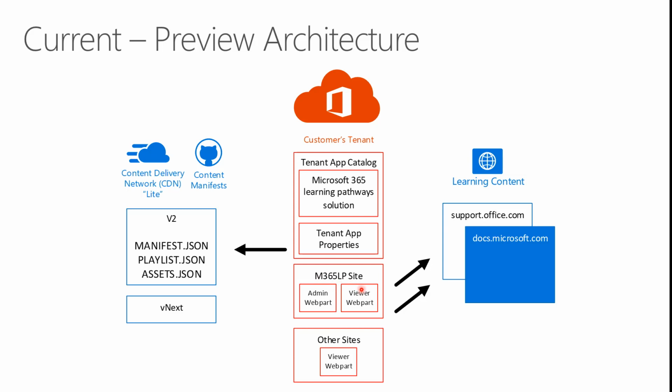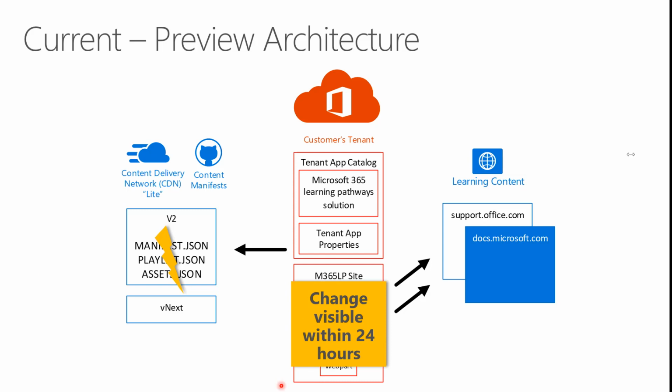And then once the user is using the viewer web part, the assets that are in the asset.json file point to different documents on support.office.com or docs.microsoft.com. And so it will iframe that content into the viewer web part so that the user can consume them. And so, like I said, that content in the manifests in the content delivery network can be updated at any time by Microsoft, and those changes become visible automatically in your tenant within 24 hours. If you want to, though, you can go into the admin web part, and that forces an immediate refresh.